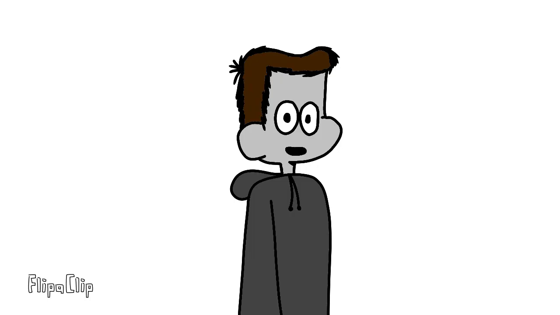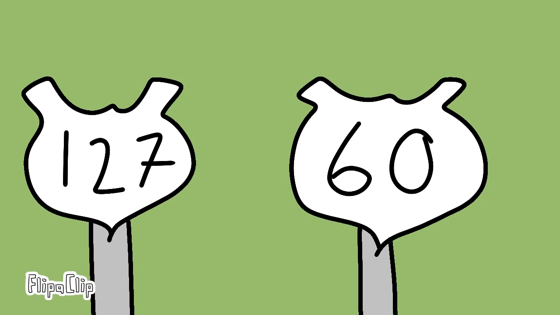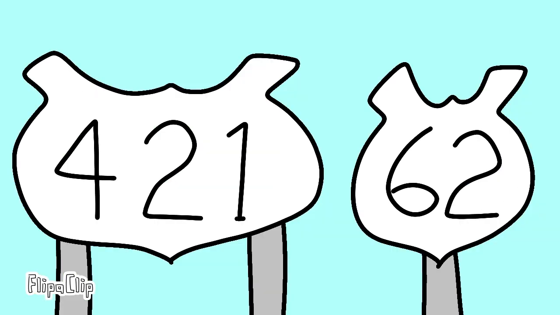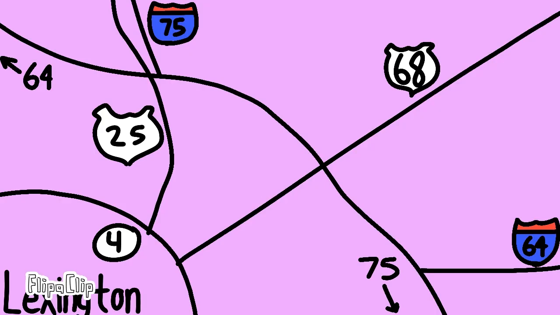From here, 64 leaves Louisville and goes through the small towns of Simpsonville, Shelbyville, and Bridgeport. Down the road in Frankfort, I-64 meets US Route 127 and US 60 again. In Midway, 64 meets US 62 and US 421. In Lexington, I-64 begins a concurrency with Interstate 75. The two meet US 68 before 64 exits 75 on the east side of Lexington.